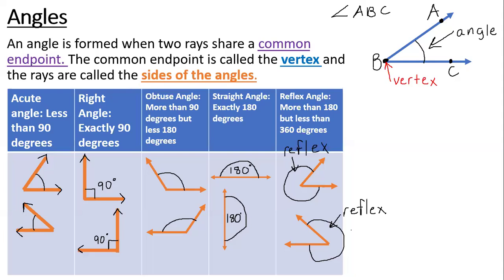Excuse me, Mr. Petit. Go ahead. Are we gonna get into bisecting the angles and stuff like that? Oh yeah, for sure. We have to get into bisecting.